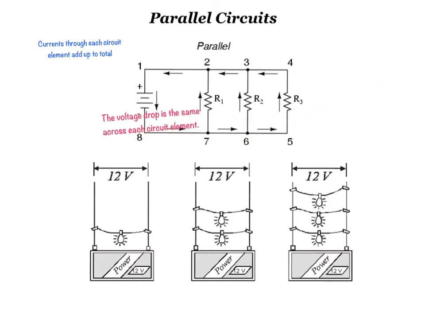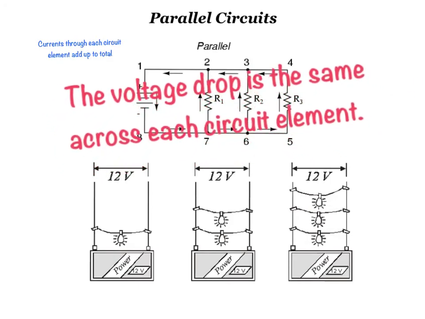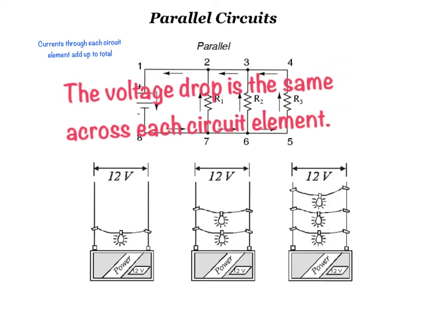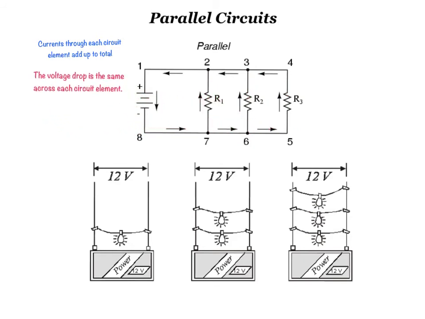This is the rule then for voltage drops in a parallel circuit. The voltage drop is going to be the same across each leg of that parallel circuit. So each of these bulbs gets the same voltage drop across it. So in a parallel circuit, currents add up, and the voltage drop is the same across each circuit element. Let's now look at resistance.